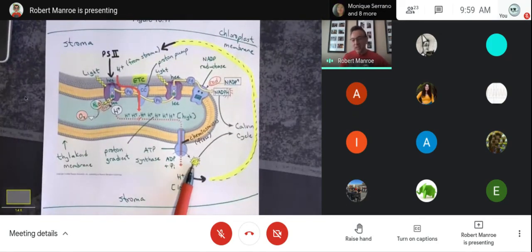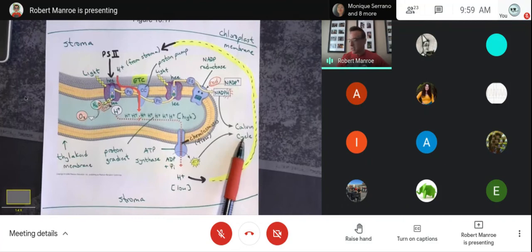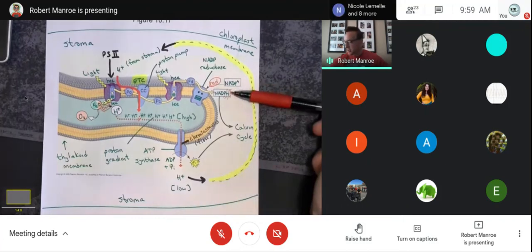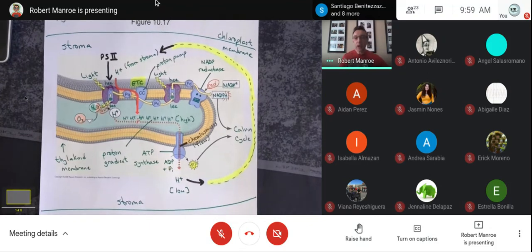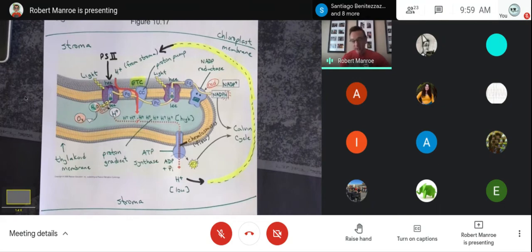So now at the end of the light-dependent reaction, what do you have? You have ATP to power the enzymes of the Calvin cycle, and you have high energy electrons that you're going to bond, or the plant is going to bond, to carbon dioxide. Holy smokes, that's the real deal. We're not playing there, right?